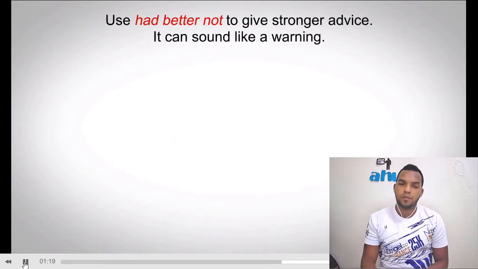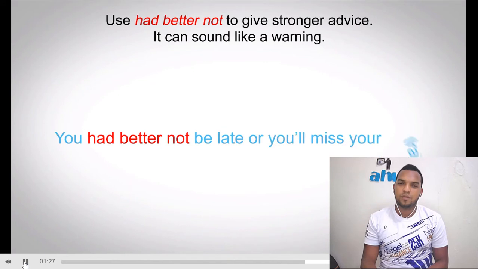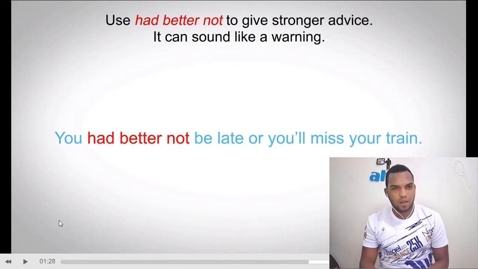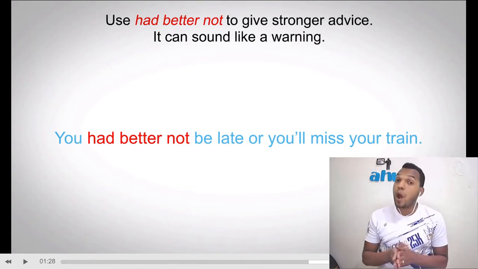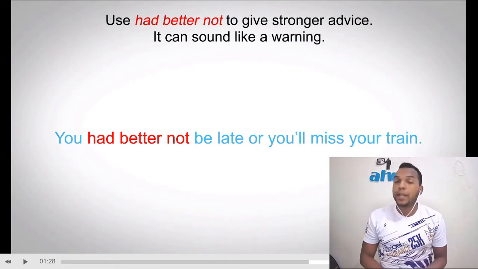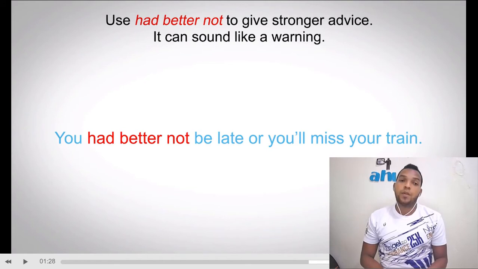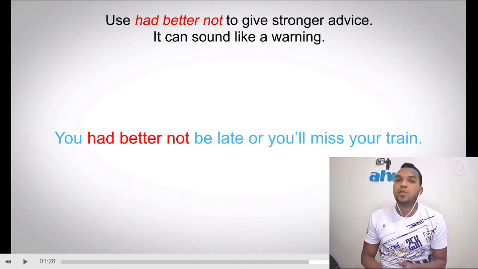Use had better not to give stronger advice. It can sound like a warning. You had better not be late, or you'll miss your train. Okay, so had better not is used for strong advice. Okay, a stronger advice. It can sound like a warning. They are like warning you not to do that. You had better not be late, or you'll miss your train.